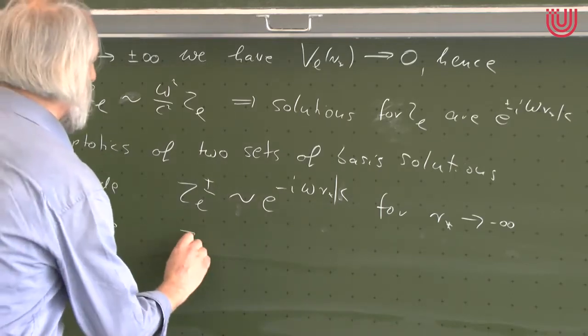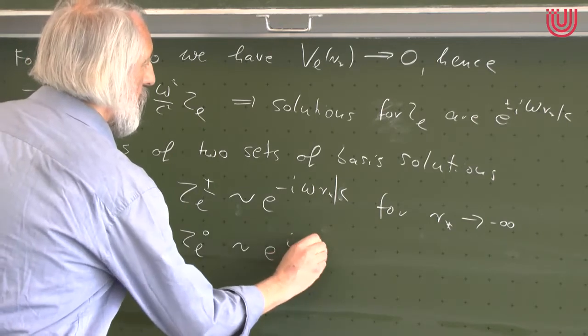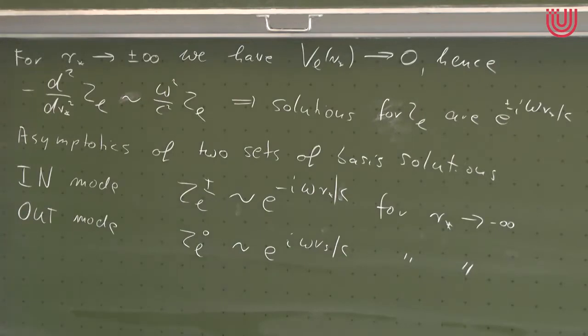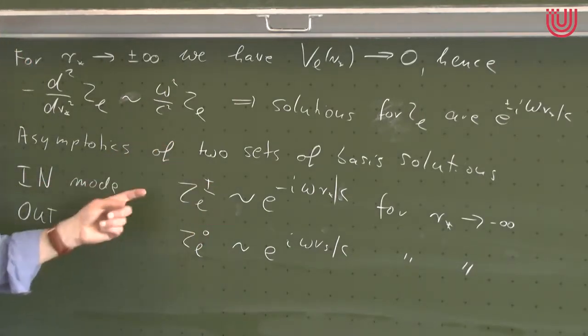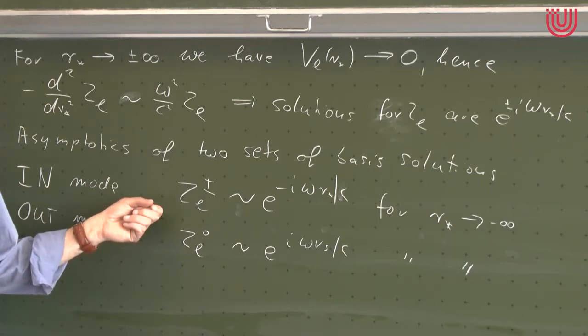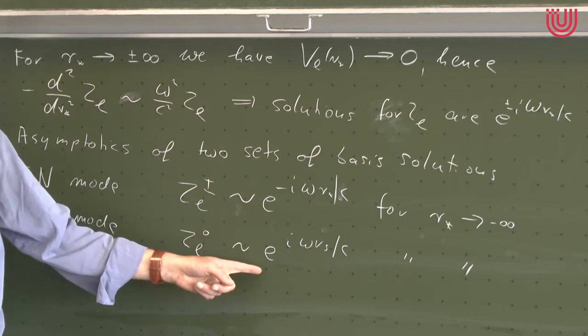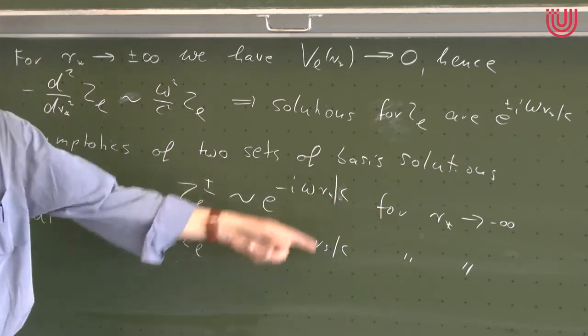And the out mode is Z_L^out, the same thing with the plus i omega r star over c. So these are two solutions. Of course, you could write them down exactly in terms of the Heun confluent function, but I will not do this. And what I've written here is only the asymptotic behavior, if in this limit they behave like these expressions.